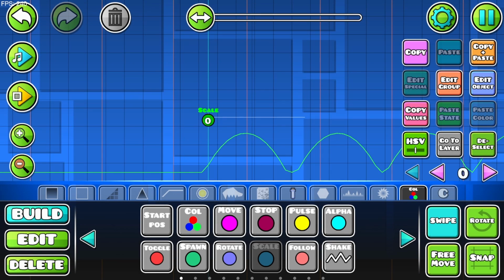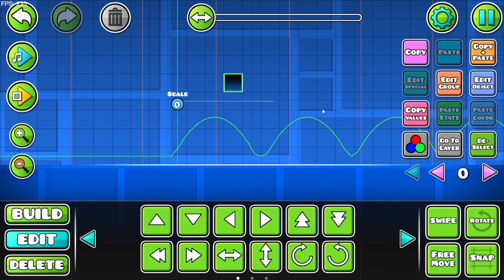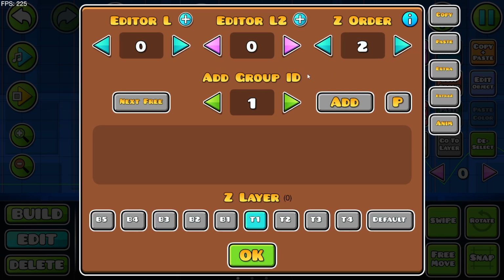Okay, today we're taking a look at the scale trigger. And no, this isn't scale as in scales on a reptile, this is scale as in how large or how small we can make an object. So this is our square.